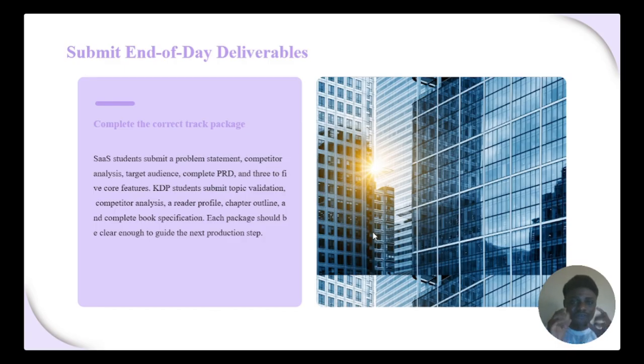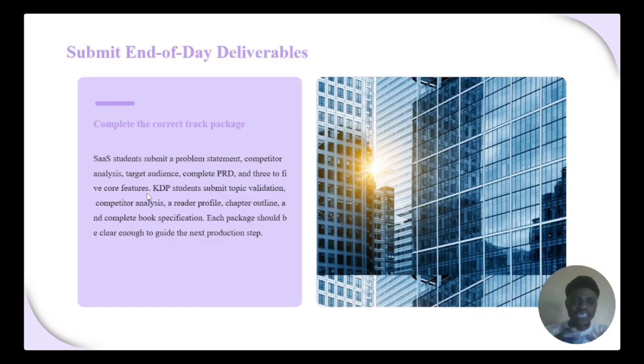Now, if you are going for SaaS products, you need to submit a problem statement. That's number one. A competitor analysis, target audience, complete product requirements document, and at least 3 to 5 core features of that SaaS product you want to create. Use the prompts outlined there to create all of these things. Put them in a document, preferably a Word document, read them, compile them, and save it. You can send it to me. I'll go through it, check and validate. Then on Wednesday, we know you are ready to create the product.